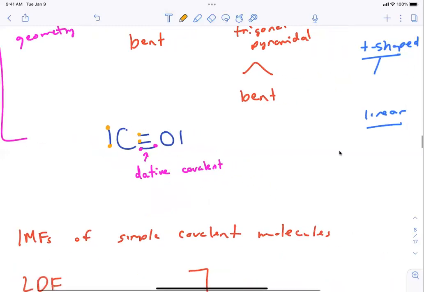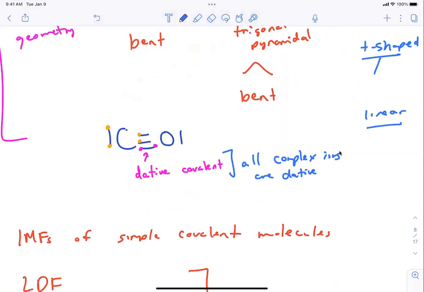And also all complex ions, let me do this in blue so it's not confusing, are dative. All bonds in complex ions, like transition metal complexes, are dative because the metals have no electrons. So the ligands are always donating their pair of electrons to bond.